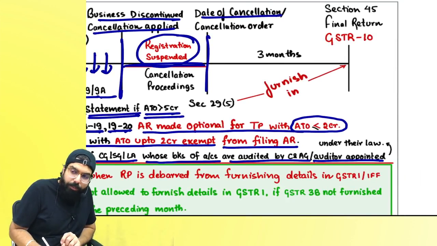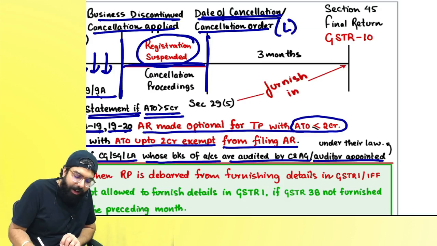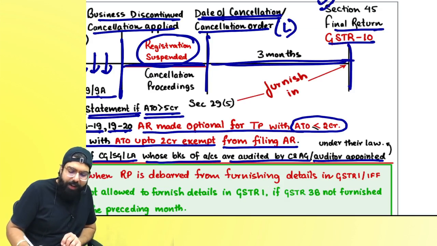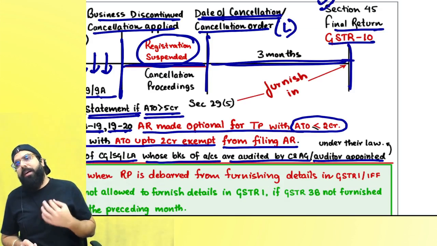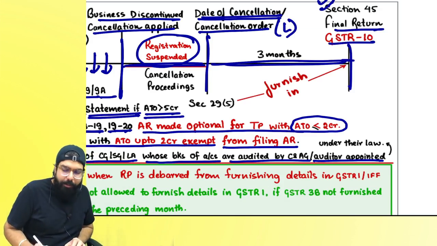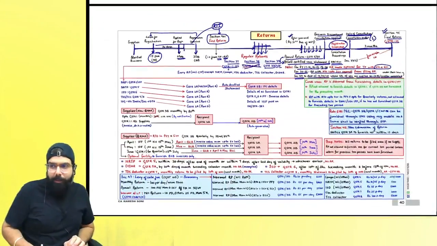Then once the order has come, or from the date of cancellation, whichever is later, within 3 months, you will have to go ahead and furnish your Section 45 final return, which is GSTR 10. Within how many days? 3 months, after making all the tax payment.